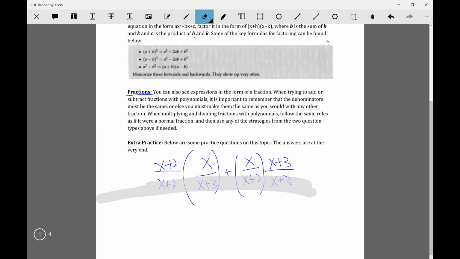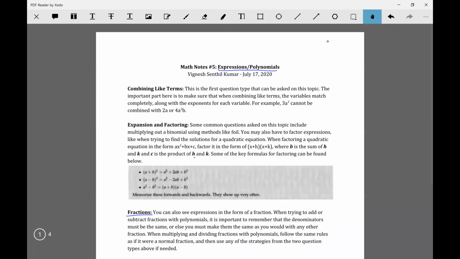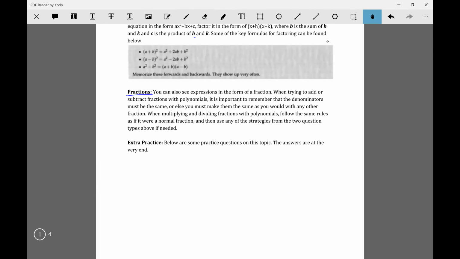And when you're multiplying fractions with polynomials, it's the same as if you're multiplying normal fractions. And then afterwards, if you needed to, you could use any of these two strategies, the strategies in these two question types, to further simplify the equation.